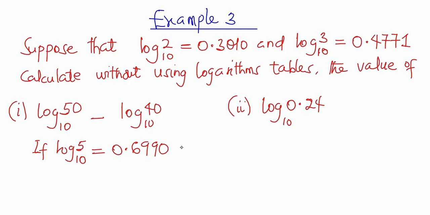And example 3 says that suppose log 2 base 10 is equal to 0.3010 and log 3 base 10 is equal to 0.4771. Calculate without using logarithm tables the value of (i) log 50 base 10 minus log 40 base 10 if log 5 base 10 is equal to 0.6990, and (ii) log 0.24 base 10.